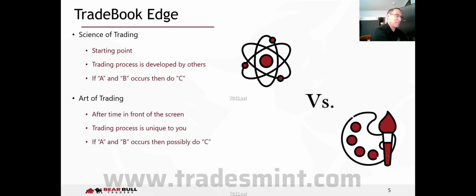Because A can happen and B can happen, but then you're not necessarily going to do C because something's telling you it just is not looking right. There's just something that's not right, so you don't take the trade. And it may work out, it may not work out, but that gut feeling or that instinct that you have, or that knot in your gut, is just like, I'm not willing to put the risk on for this trade because there's just something that doesn't seem right.